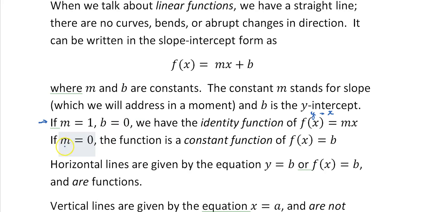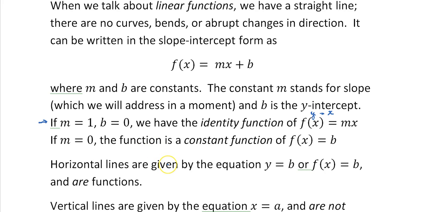All right, so if m is 0, the function is a constant function. We'll talk about what that looks like in just a second. But here, you'd have your y of x or your f of x equal to the y-intercept. If you think about that for just a second, it becomes pretty clear that that's a horizontal line. This is a horizontal line, and can be written like y equals b or f of x equals b, where the b is an actual number.